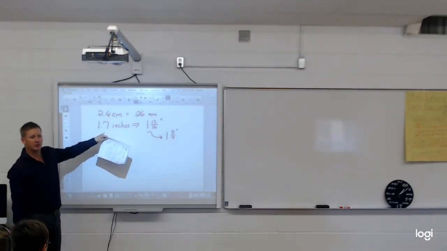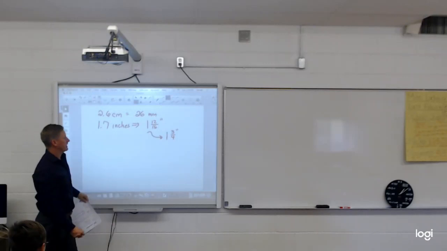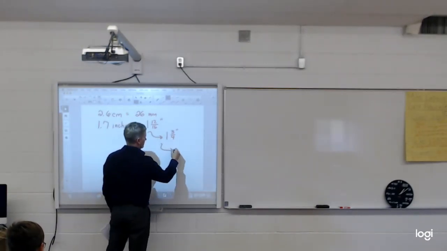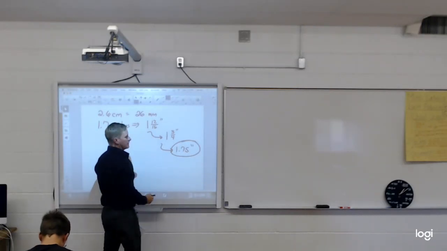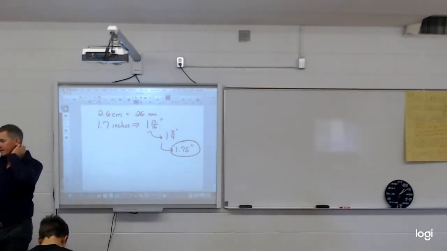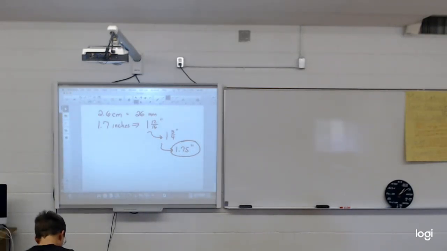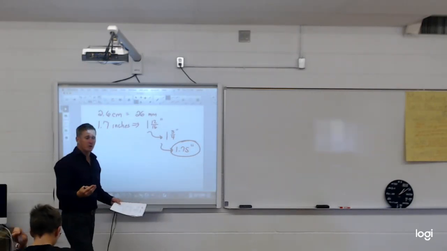What should I have actually written here if I wanted to have it as a decimal? 1.75. That's better. Now, we are not going to use that. We will do decimal places for metric, but for inches, we'll use fractions, because that's the way your rulers are set up.